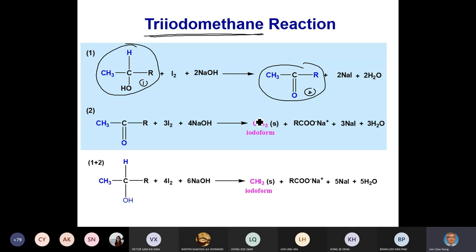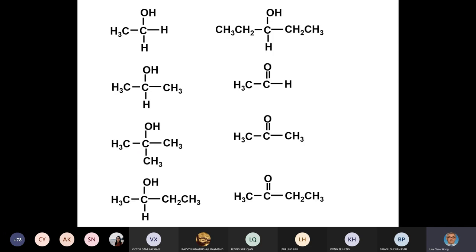Okay, now with this one and two, we are able to conclude which chemicals can go on to form a positive iodoform result. For example, here: first, have a look. The compound itself must be either an alcohol, aldehyde, or ketone, and it must contain CH3. For alcohol, H must be attached. So this one will give you the positive result.